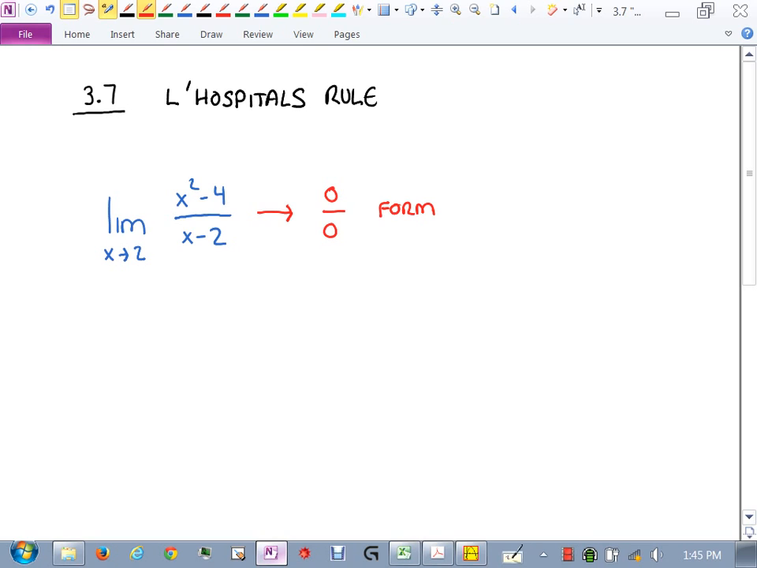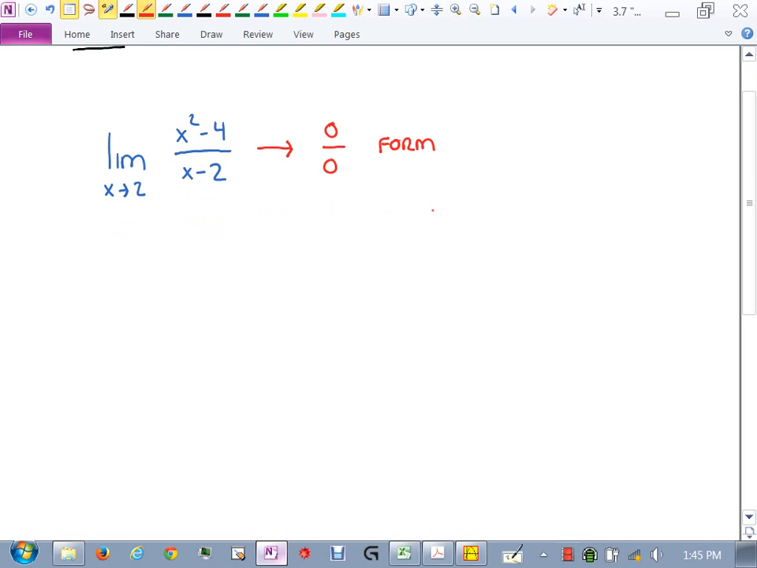Now, I'm going to show you L'Hopital's rule, but not yet. I want to show you another form that you're allowed to use L'Hopital's rule on. Limit as x goes to infinity of x squared minus x over 3x squared plus x. I said x squared minus x, I meant to say x squared minus 1. X squared minus 1 over 3x squared plus x.